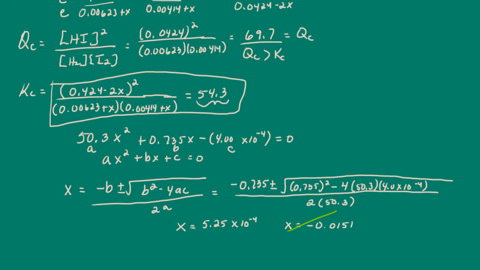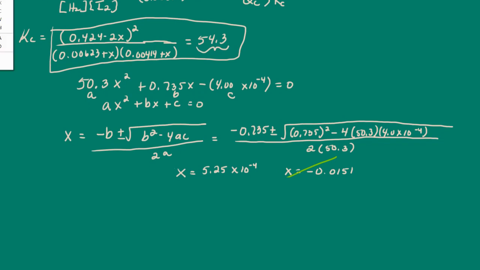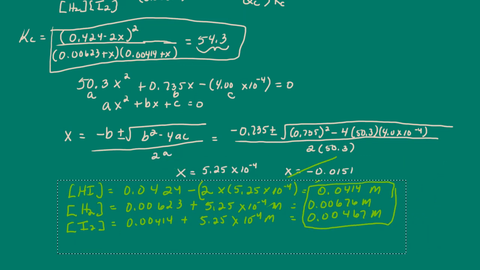Now, let's go ahead and calculate our equilibrium concentrations. So here we have them. We have the equilibrium concentration of hydrogen iodide. We have 0.0424 minus 2x, so minus 2 times 5.25 times 10 to the negative 4, and that gives us 0.0414 molar. The equilibrium concentration of hydrogen would be 0.00623 plus x. That's from our table. X is 5.25 times 10 to the negative 4 molar, so our concentration is 0.00676 molar. And then finally the same for the iodine concentration at equilibrium. And that's 0.00414 plus x, 5.25 times 10 to the negative 4 molar. And that gives us an equilibrium concentration of 0.00467 molar. So we have all three equilibrium concentrations.